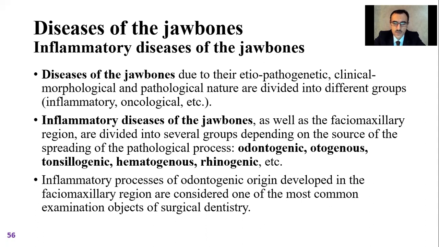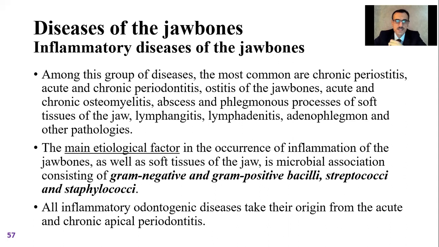The inflammatory processes of odontogenic origin developed in the facial-maxillary region are considered one of the most common objects of examination in surgical dentistry. Among this group of diseases, the most common are chronic periostitis, acute and chronic periodontitis, osteitis of the jawbones, acute and chronic osteomyelitis, abscess and phlegmonous processes of soft tissues of the jaw, lymphangitis, lymphadenitis, adenophlegmon, and other pathologies. The main etiological factor in the occurrence of inflammation of the jawbones as well as soft tissues of the jaw is a microbial association consisting of gram-negative and gram-positive bacilli, streptococci, and staphylococci. All inflammatory odontogenic diseases take their origin from acute and chronic apical periodontitis.